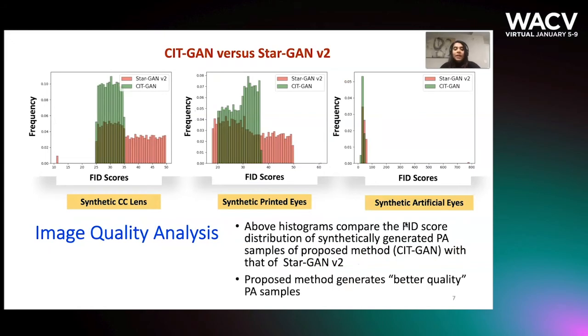To better understand the FID score we achieved, we compared it with the state-of-the-art multi-domain style transfer method, CIT-GAN version 2. The above histogram compares the FID score distribution of synthetically generated PA samples of the proposed method CIT-GAN with that of CIT-GAN version 2. FID scores for CIT-GAN generated images are lower than CIT-GAN version 2, which shows that the proposed method generates better quality data than CIT-GAN version 2.